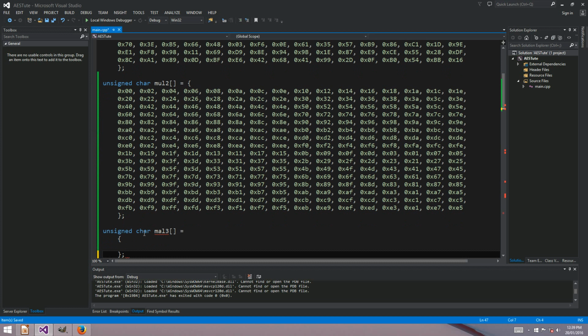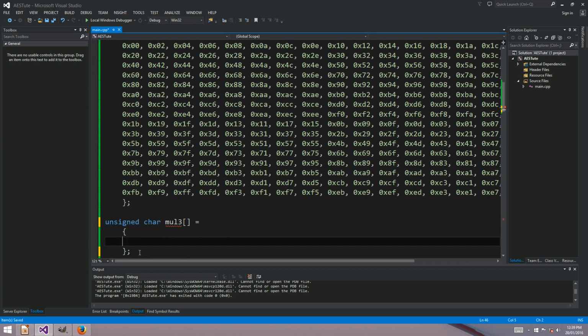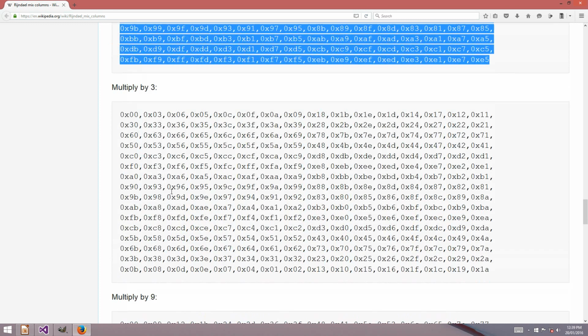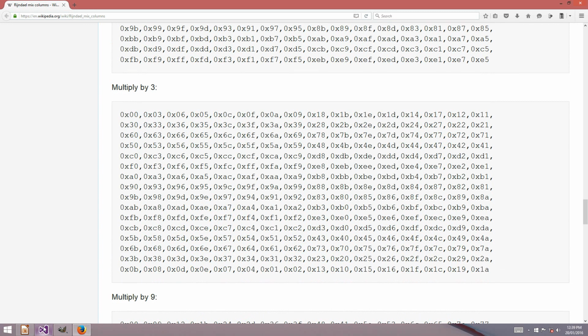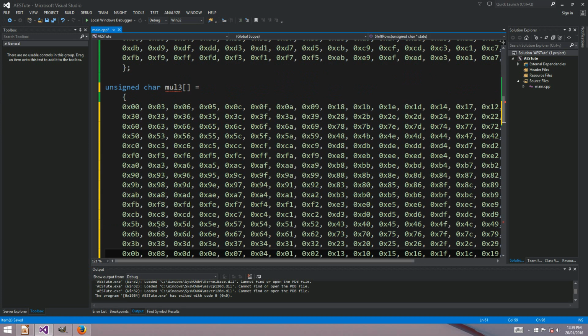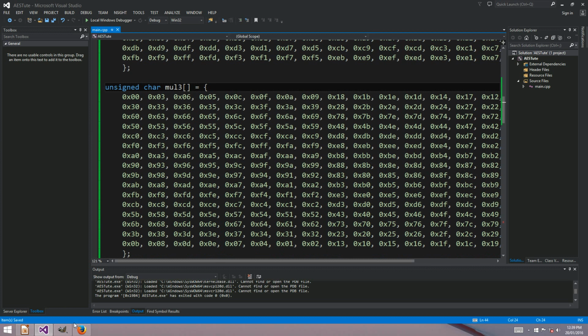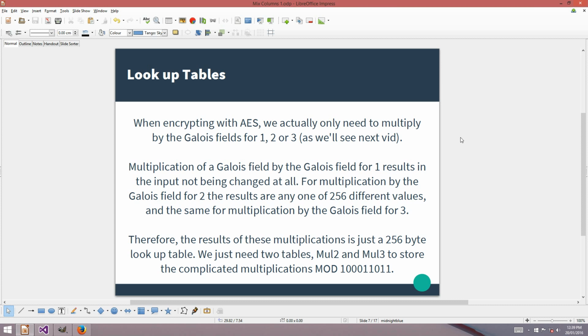Mal, call it mal, and I'll put an apostrophe there. No, it won't. Let's go back to multiply by 3, and we just copy this. And you might be wondering what the heck these tables are for, but we'll have a look in a minute, because at the end here I've got a great big demonstration.